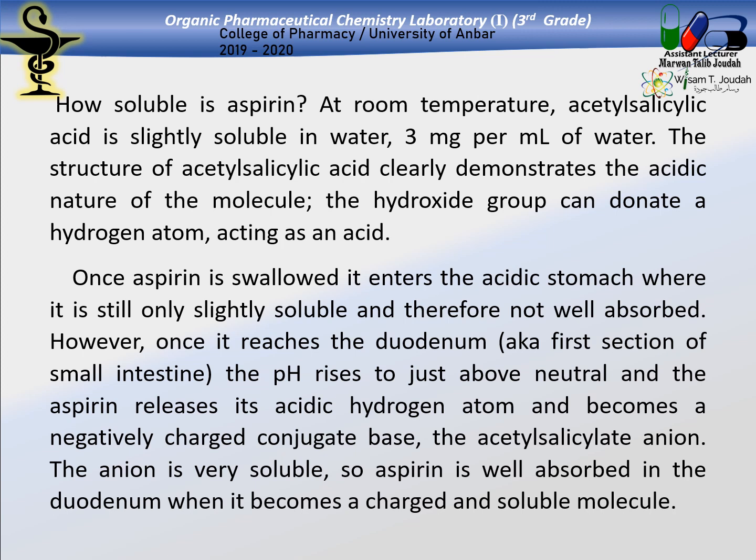So as we mentioned, the pH rises to above neutral, and the aspirin releases its acidic hydrogen. So then it becomes a negatively charged conjugate base, the acetyl salicylate anion. هنا بهالمرحله راح يتحول الى البي اتش مالته تختلف من الحامض الاسيديك الى البيسك، فبالتالي راح يكون عمليه solubility مالته better. So the anion of the acetyl salicylate is very soluble, so aspirin is well absorbed in the duodenum اللي هي ال 12 when it becomes a charged and soluble molecule.